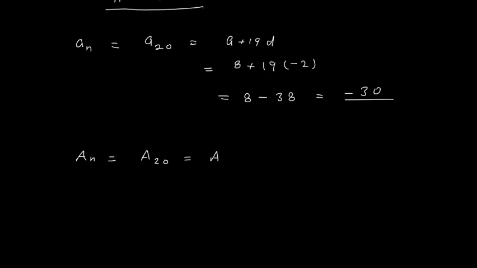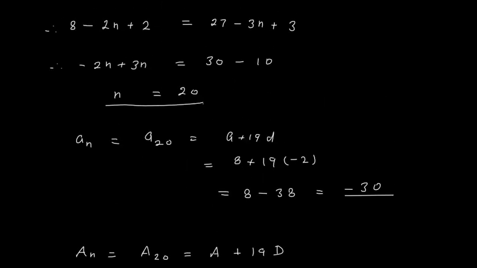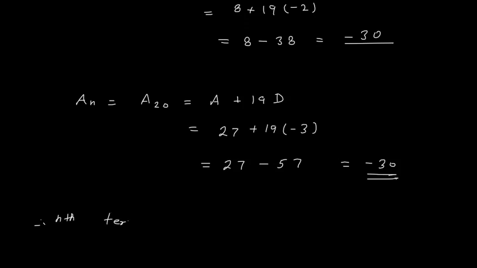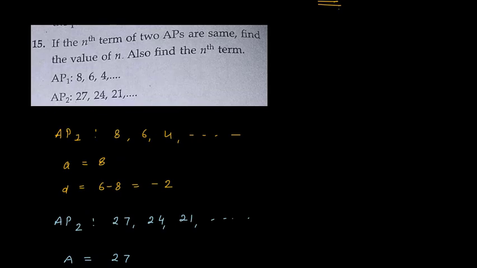So capital A20 is capital A plus 19 capital D. Capital A is 27 plus 19 into the value of capital D, which is minus 3. So it is 27 minus 57, so this is also minus 30. Therefore the nth term is minus 30. Interesting question. You have found out this nth term. Now this is question number 15.